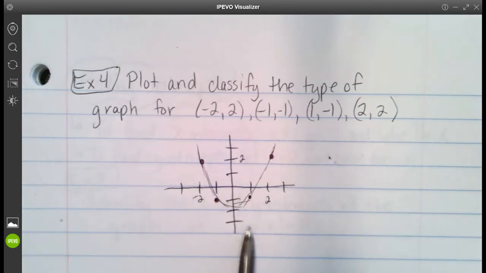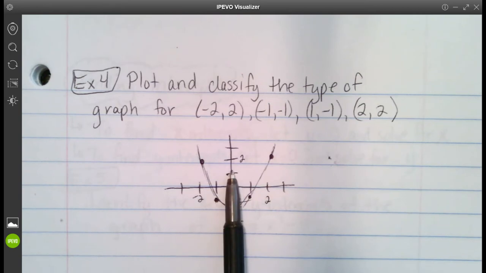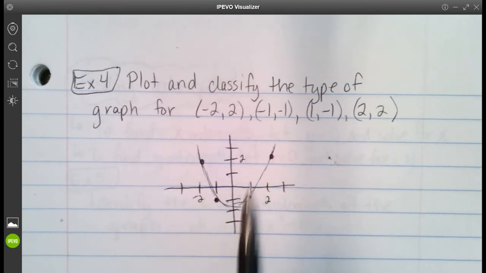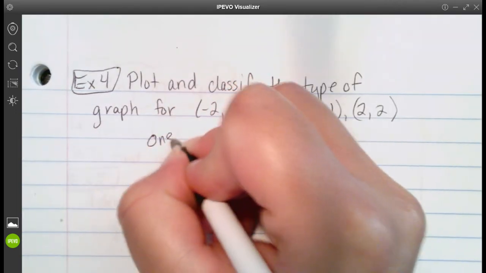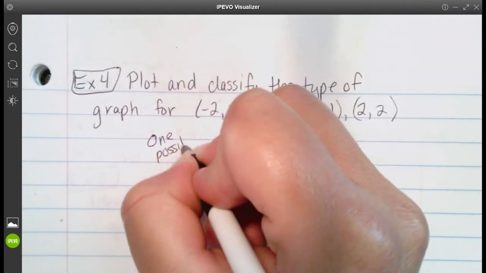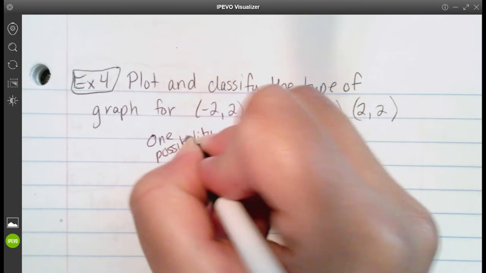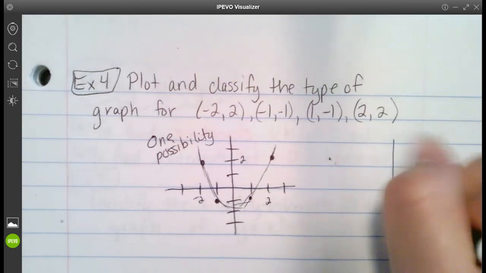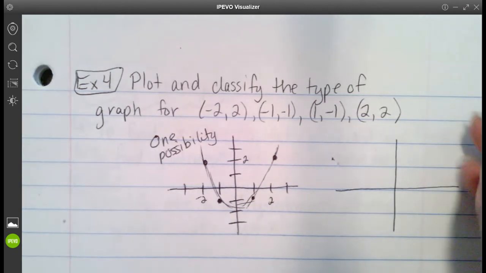So since there is no equation for this one, yes, this is a possible graph, but I can't say for sure that it's going to be a parabola. It's going to look like this. So this is one possibility, okay? Another possibility that we might have, and this one I'm just going to kind of sketch it.